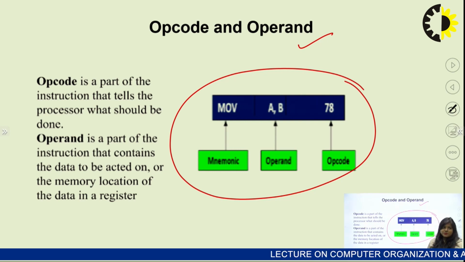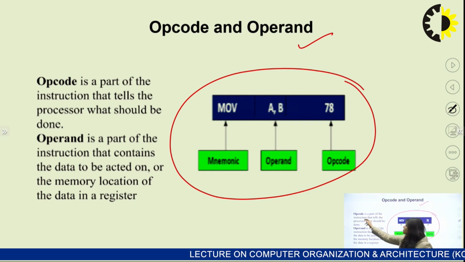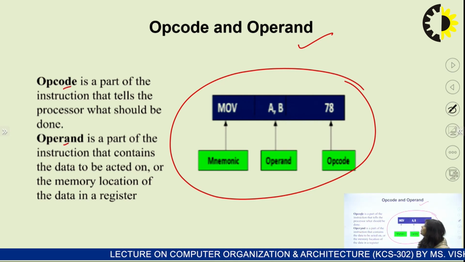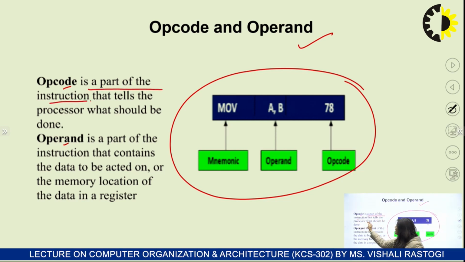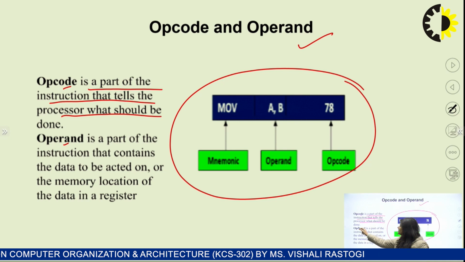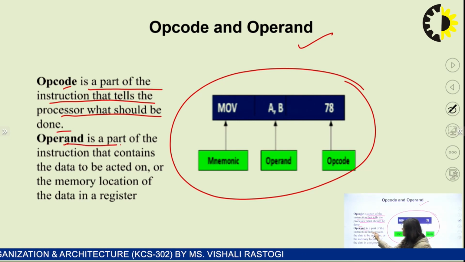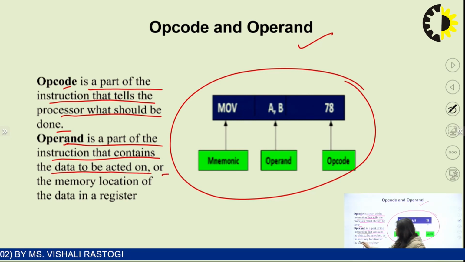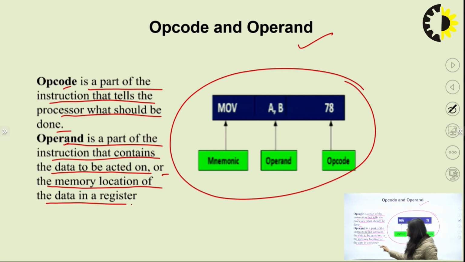So how will we specify it? It has two parts. The first one is opcode and the other one is operand. Opcode is the part of the instruction that tells the processor what should be done, and operand is the part of the instruction that contains the data to be acted on, or the memory location of the data in the register. Okay, so this is the mnemonic, this is the operand and this is the opcode, and I have already told you the definitions of opcode and operand. So a small dummy instruction looks like this.